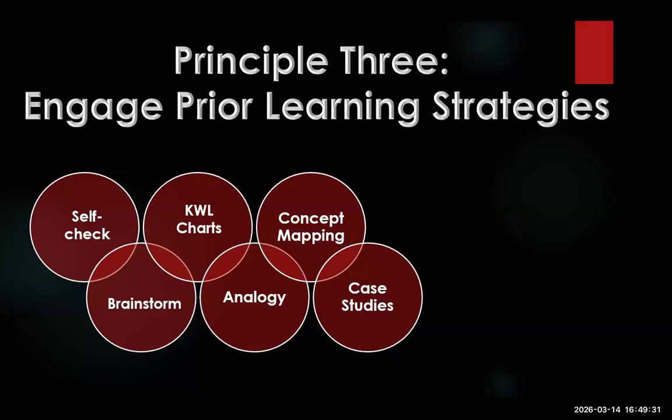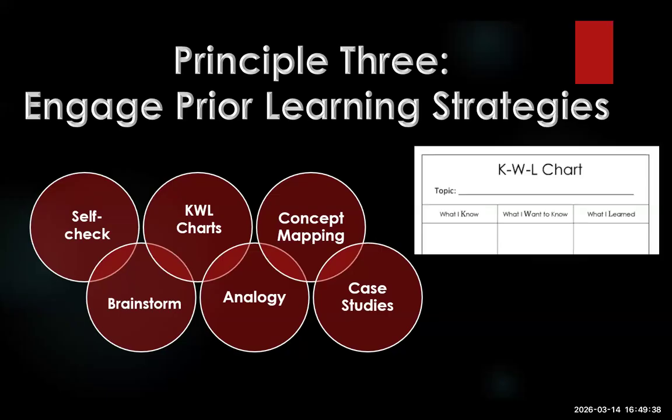Another strategy is the KWL chart. In this, a student documents what they know, what they want to know, and what they learned. Concept mapping is a wonderful way for students to identify connections among concepts using their prior learning. A brainstorming activity requires students to pull ideas from their prior learning. It can help students think about topics in ways they had not considered prior to the opportunity to brainstorm.